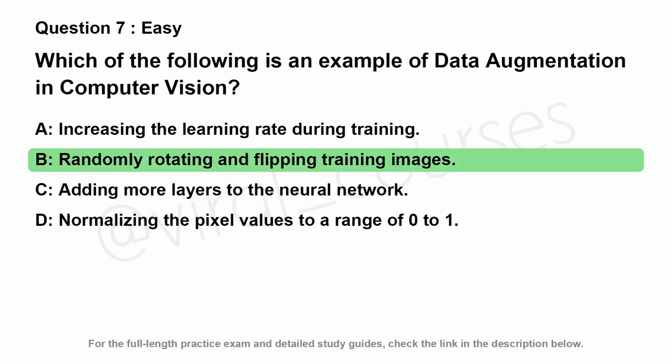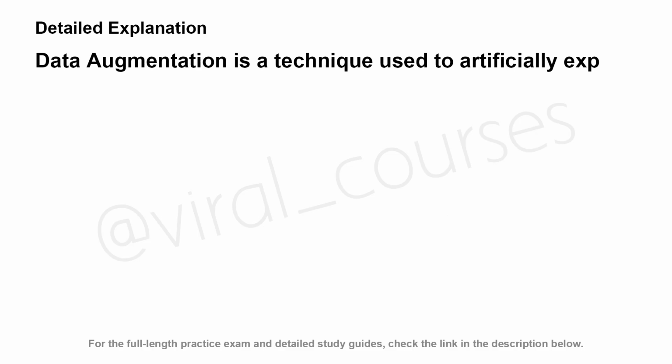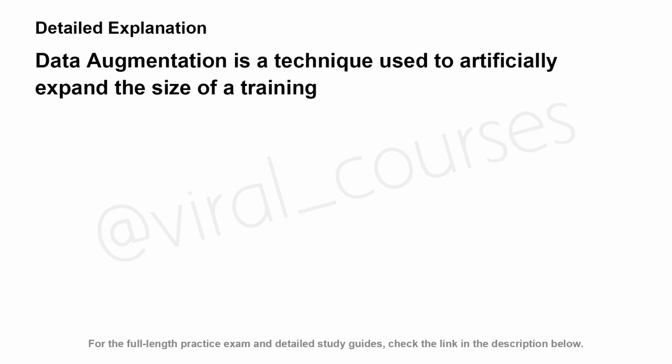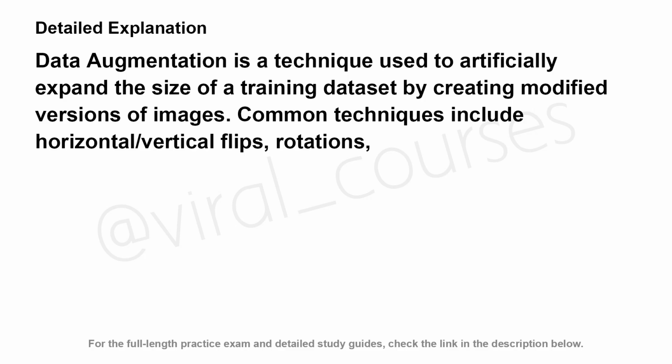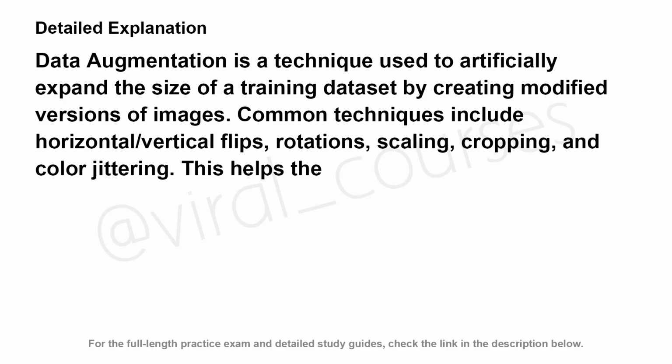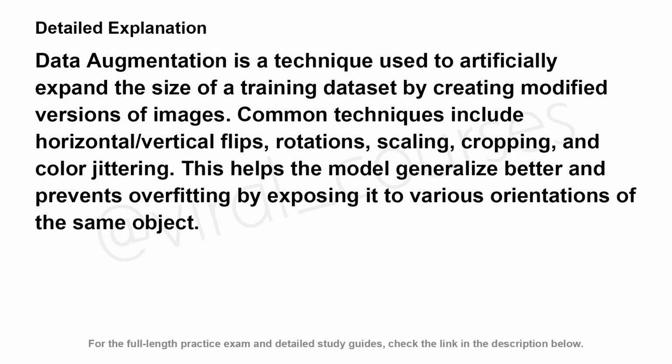The correct answer is B. Data augmentation is a technique used to artificially expand the size of a training dataset by creating modified versions of images. Common techniques include horizontal and vertical flips, rotations, scaling, cropping, and color jittering. This helps the model generalize better and prevents overfitting by exposing it to various orientations of the same object.